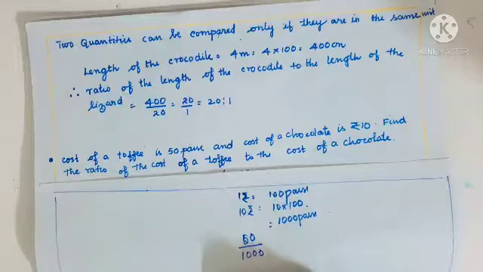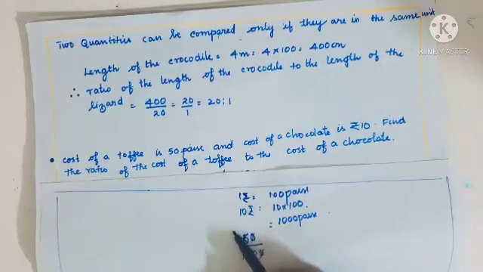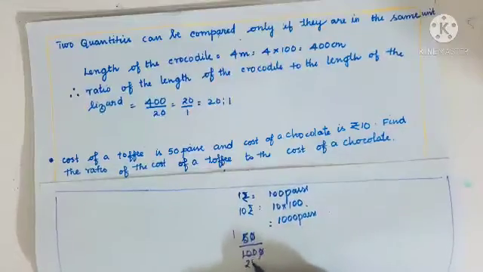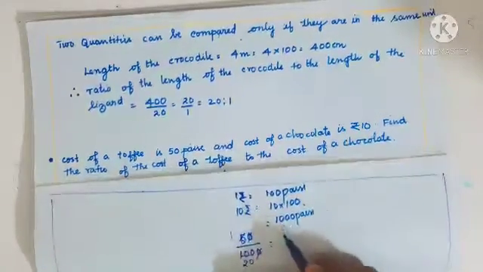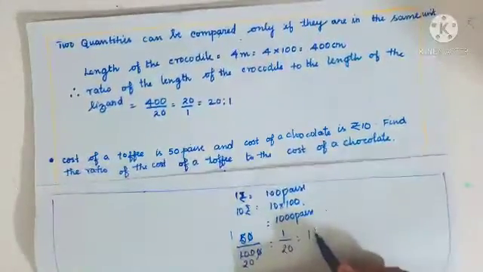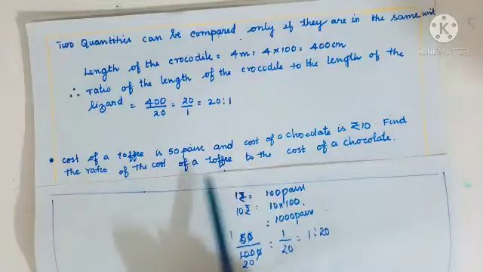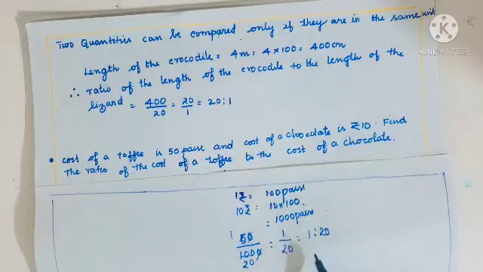Okay, fine. So how will you write? You can cancel the zeros. And 5 ones are 5, 5 20s are 100. So answer is 1 by 20. And the ratio is 1 is to 20. The ratio of the cost of toffee to the cost of chocolate is 1 is to 20 is your answer. Understand here? Right.